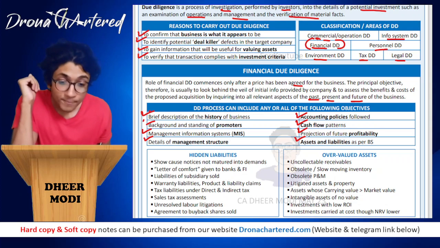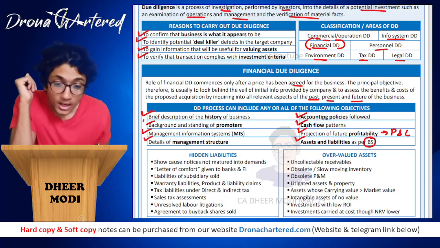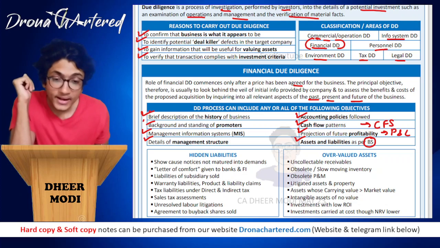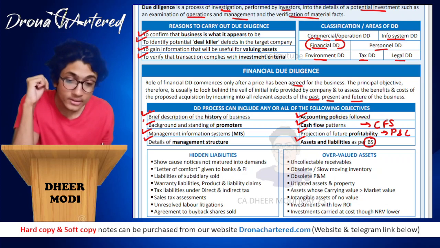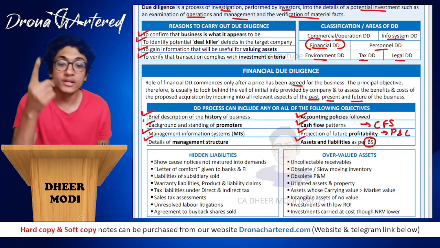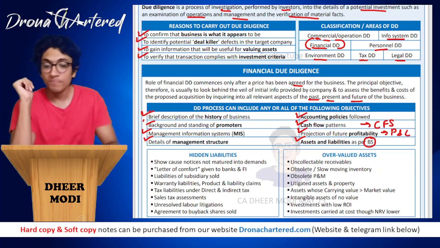So if you see assets and liabilities, this is as per your balance sheet. Profitability you get to know in your P&L. Your cash flow patterns you get to know in your cash flow statement. And next is your accounting policies followed. Okay, so basically all these are your books of account that you maintain, your balance sheet, your P&L, your cash flow statement. So all of these objectives are related to this.